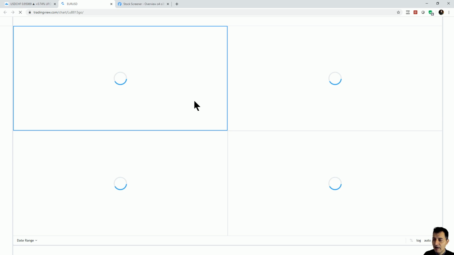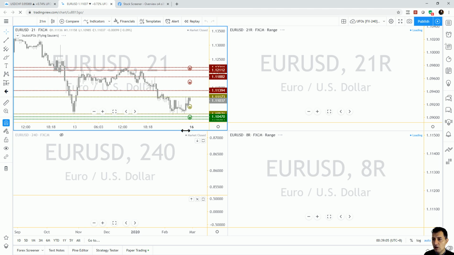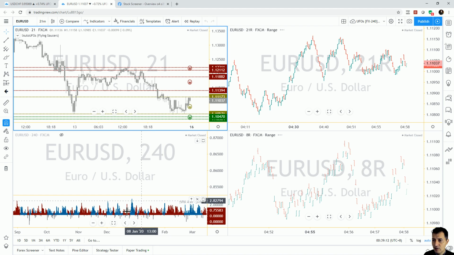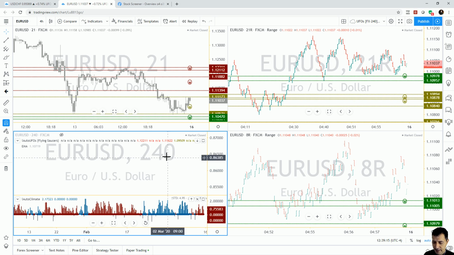So many times I have used setups such as this one, where in one of the charts I have the 240-minute time frame, and that is being used for climate analysis, as you can see here on the bottom part of the screen. So you have your climate. Then I have the 21-minute time frame, so 240 minutes combined with 21. This is the classical time frames that we use in Forex.